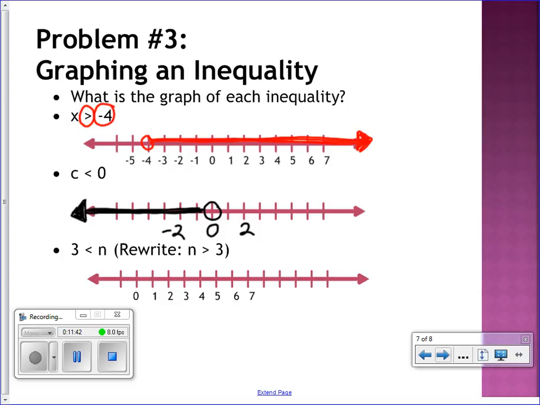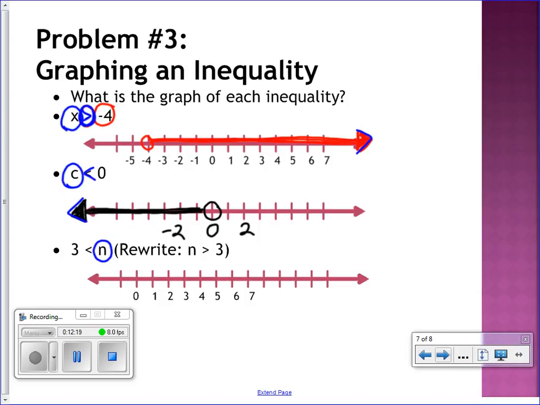All right, now the last one is written in kind of a different form. You'll notice that in this case, the variable is on the right-hand side, whereas in the other two examples, the variable was on the left. The nice thing about having the variable on the left is you see the inequality symbol points in the same direction that my arrow points. Likewise, c is less than 0. The less than symbol is pointing to the left, and so is my graph pointing to the left.